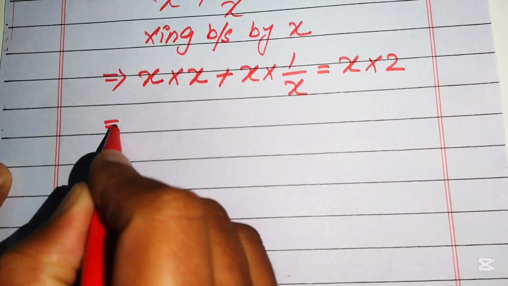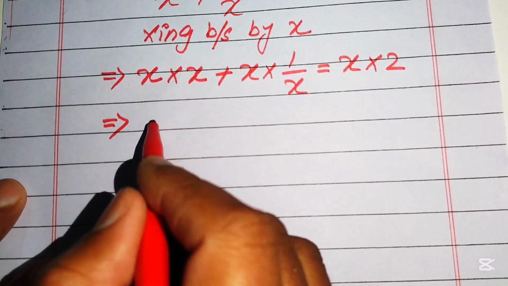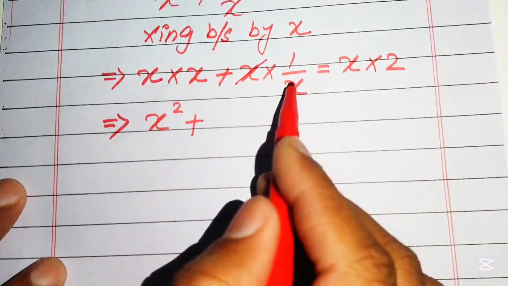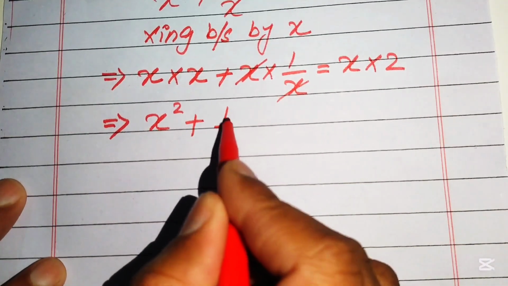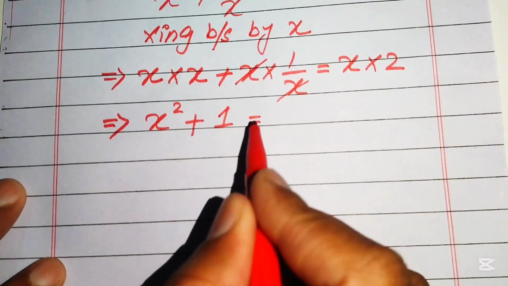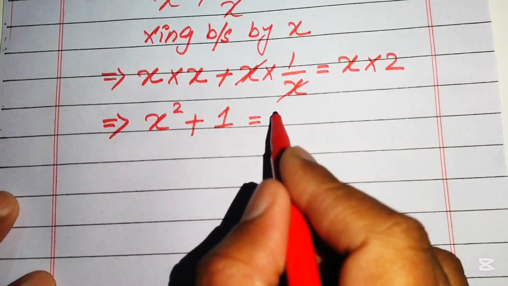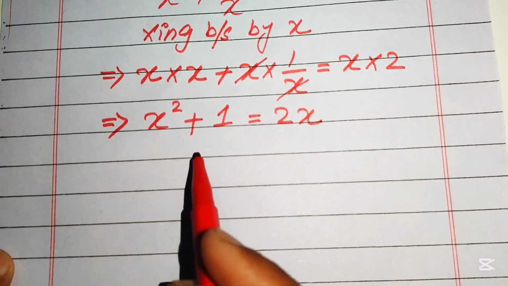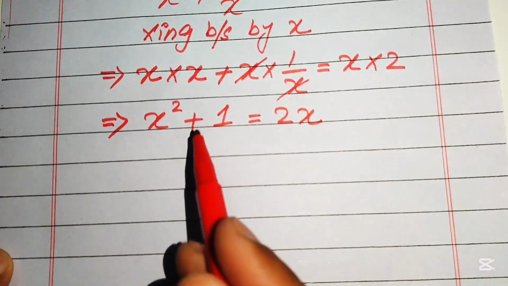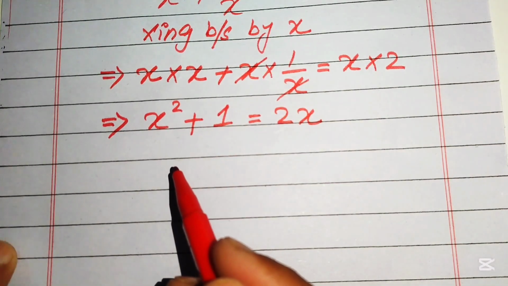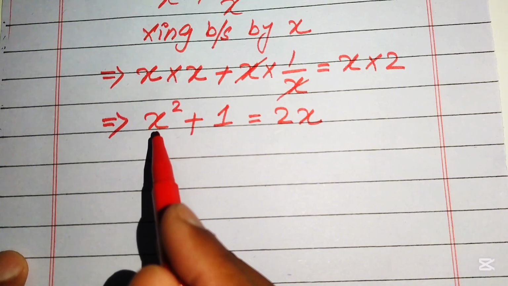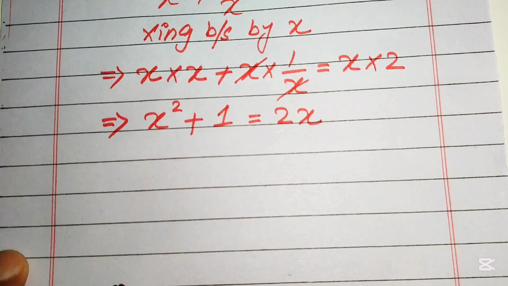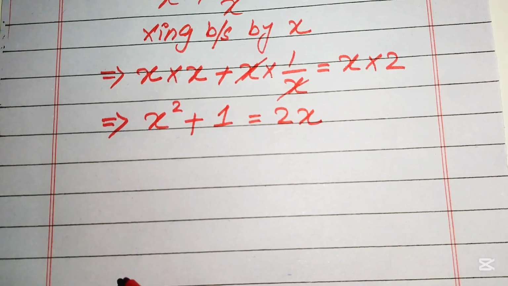Here we see that x times x is x square, plus this x is cancelled out by this x, and the remaining value is 1, and this equals x times 2, which is 2x. So after multiplying by x, our given equation becomes a quadratic equation, because the highest power or exponent of x is 2.